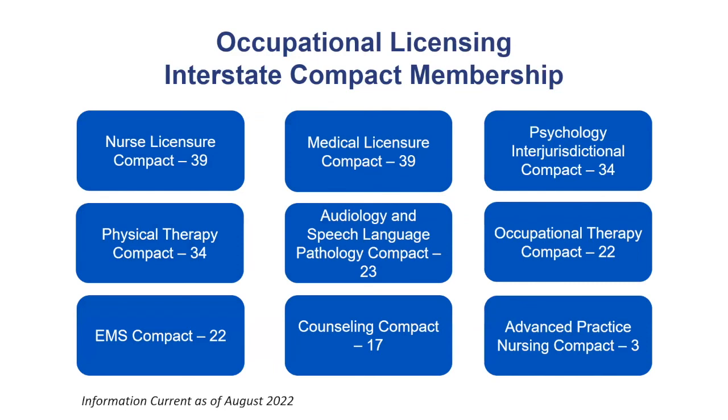Okay, now I'm going to talk a little bit about the number of member states that each of the active compacts have. So there are 9 active compacts which are available for states to enact. And some of these have quite a large number of member states. So for instance, the compact for nurses and compact for physicians both have almost 40 members. And then if you go down the list a little farther, then you'll see the counseling compact, which has only 17, and the APRN compact, which has 3. And I just want to mention that those two have been around for the shortest period of time.